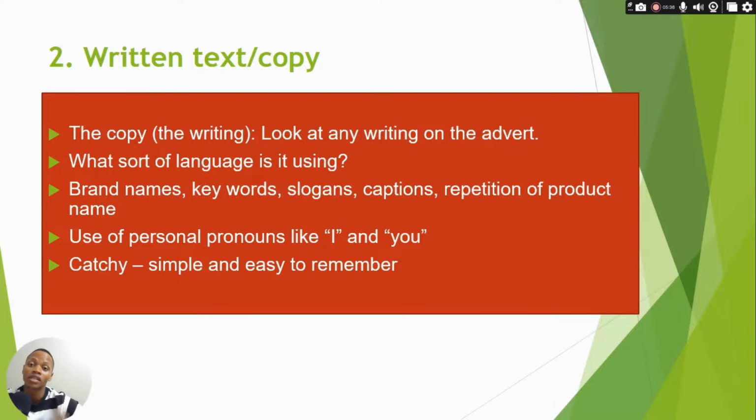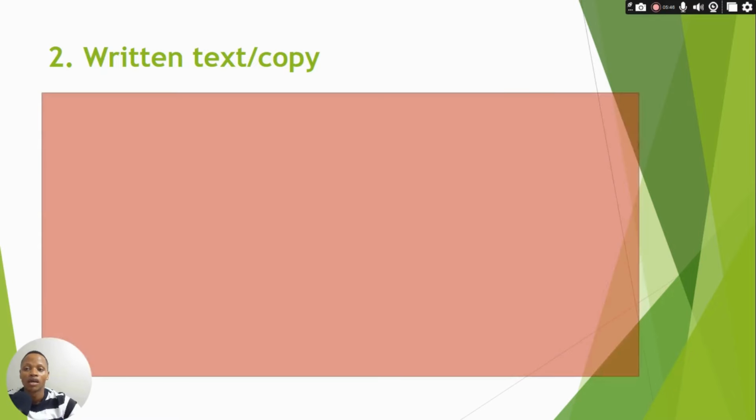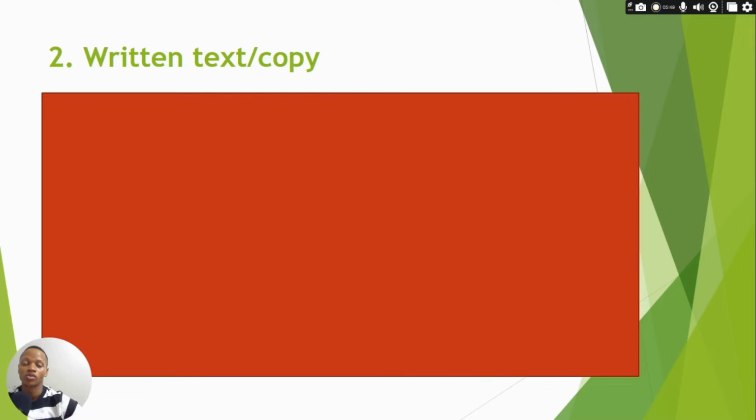Now, we know also that usually advertisements are catchy. This basically makes it easy for us, or for the readers, or for those who encounter it, to be able to understand or remember it. And then also look for rhetorical questions. They are there in order to engage those who see the advertisement, and also to make them think.